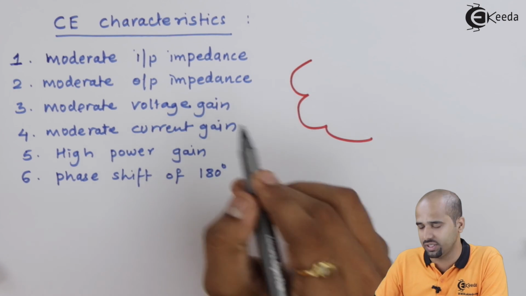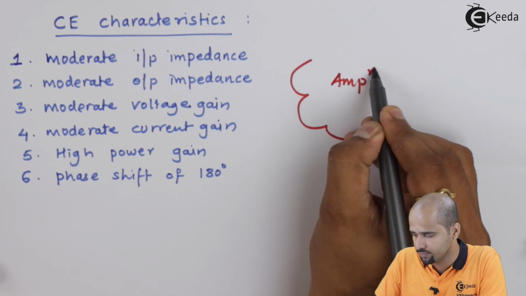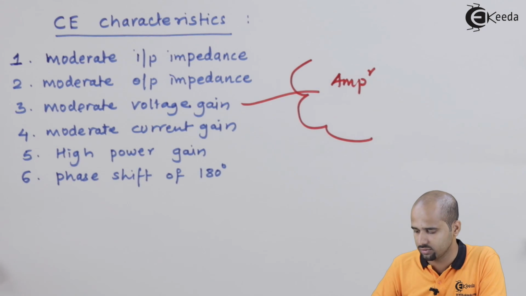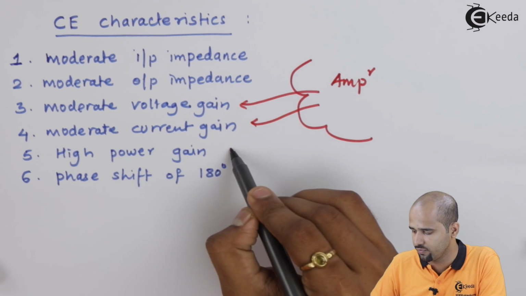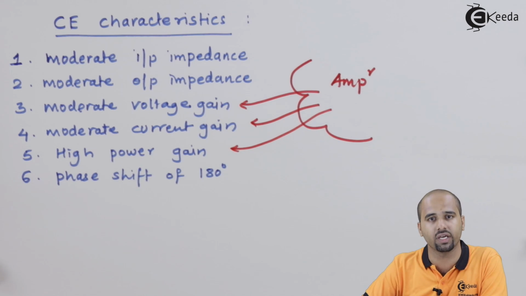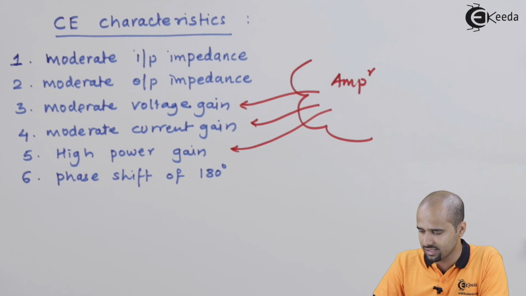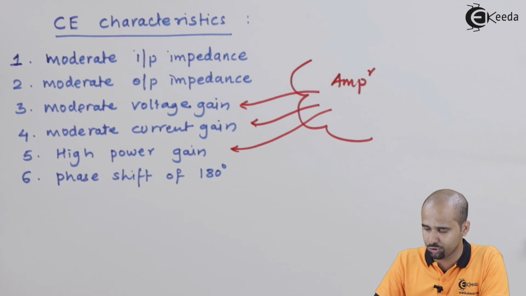So especially we are using it as an amplifier because of two characteristics. One is moderate current gain and moderate voltage gain, because of which we are getting moderate power gain, and because of which we will be getting high power gain. And this is the very special mode of operation of BJT. So we have completed our first agenda of this video. Now we will move towards the second agenda of our video.